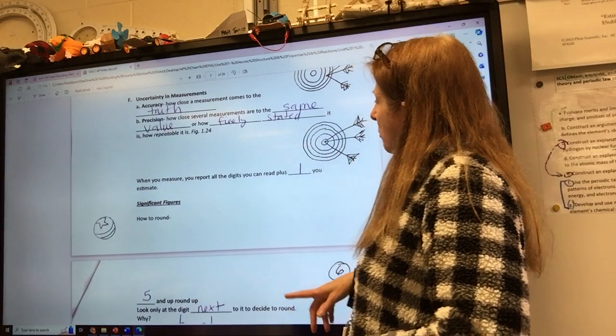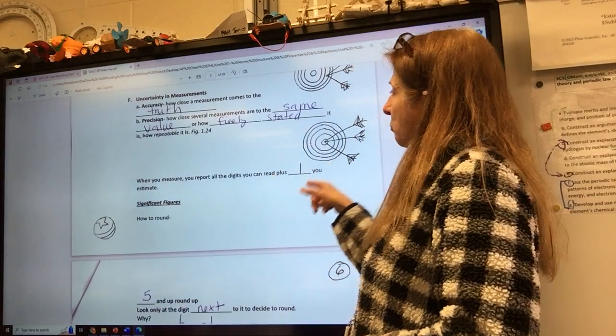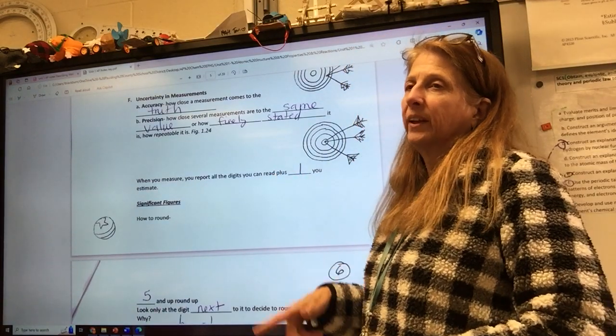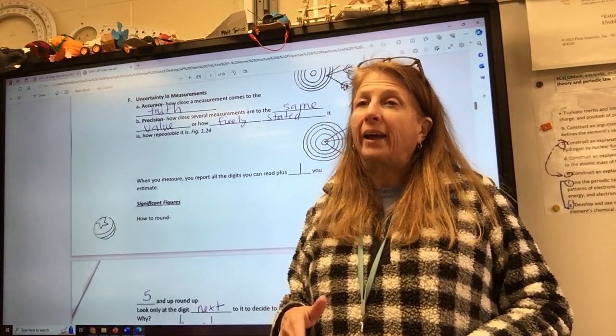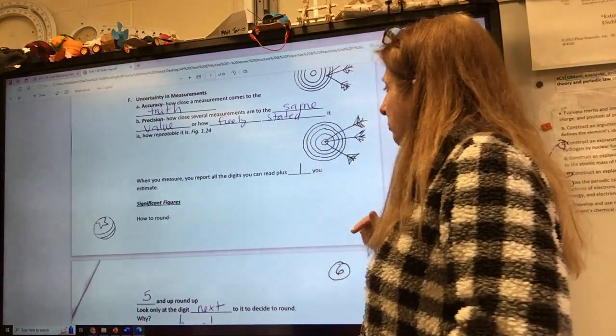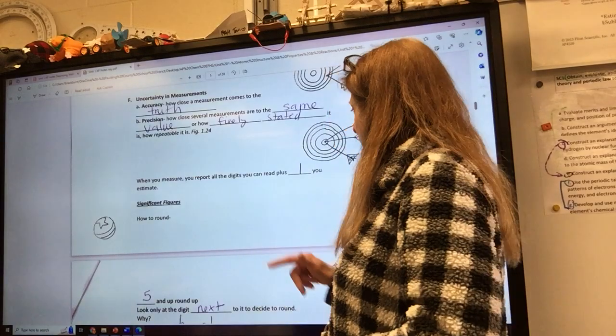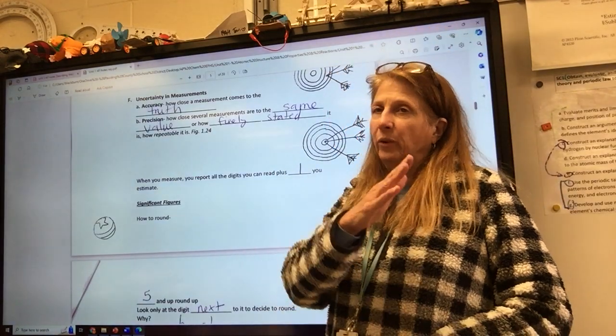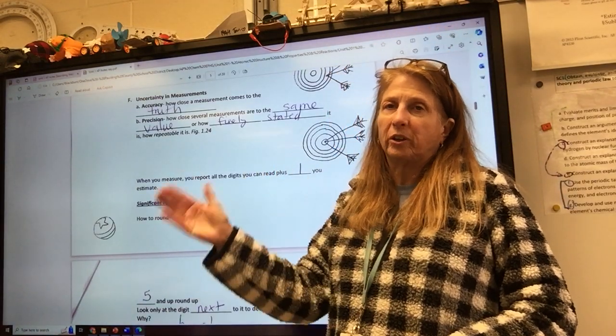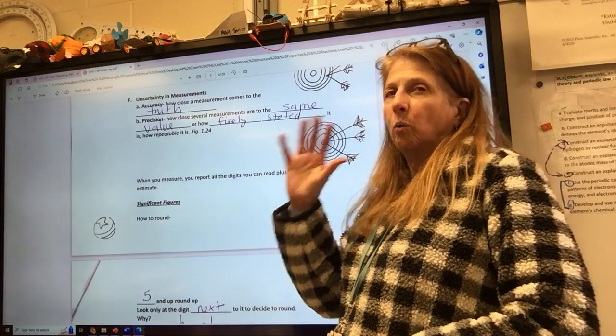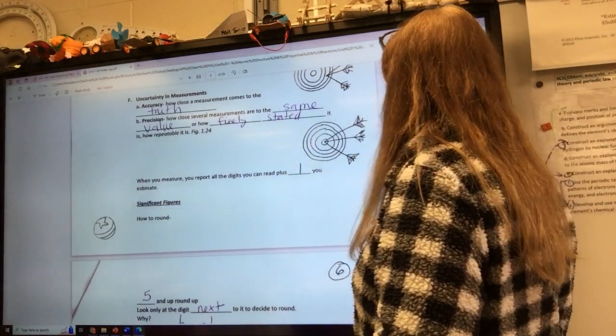When you measure, you report all the digits you can read plus one you estimate. So that was one of the things that was in your original packet, the hard one, the one I got from the mentor teacher from California. So just know that you read as many as you can, and then the last one you estimate. So it's considered your weakest part of your measurement.